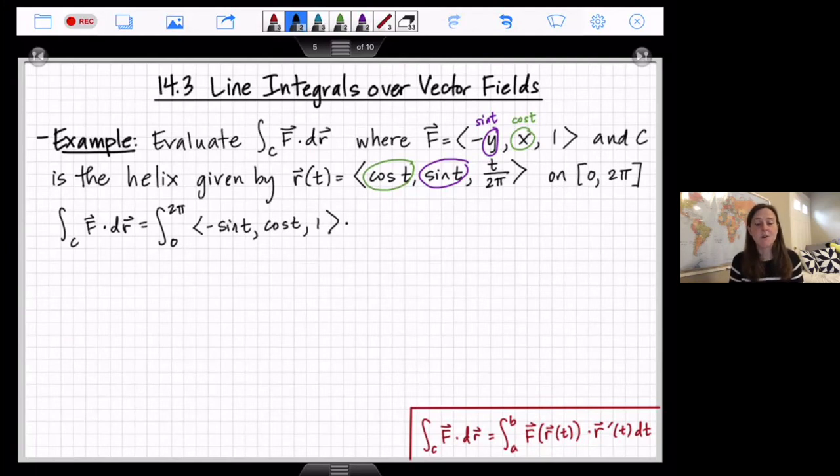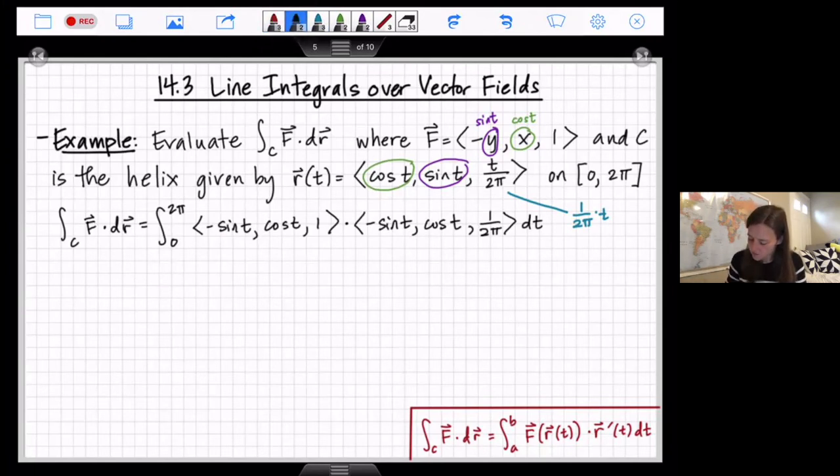So I'm going to take the derivative of that vector-valued function right above where I'm writing. Derivative of cosine is negative sine. Derivative of sine is cosine. And then the z component of that parameterization is t over 2 pi. You could think of that as being 1 over 2 pi times t. That 1 over 2 pi is just a coefficient, like a 3 or something like that. So the derivative of that z component is just going to be 1 over 2 pi. So now we're ready to calculate that dot product and move on with the line integral.